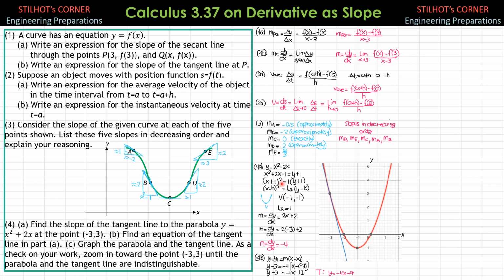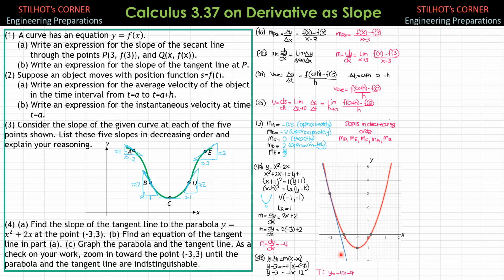So the slope is the derivative of x squared plus 2x. So dy/dx is 2x plus 2. And since the point in question is at negative 3, comma 3, the slope is 2 times negative 3, since x is negative 3, plus 2, so the slope is negative 4. That's why it is pointing up to the left. So that's the tangent line, this blue line here with slope negative 4.